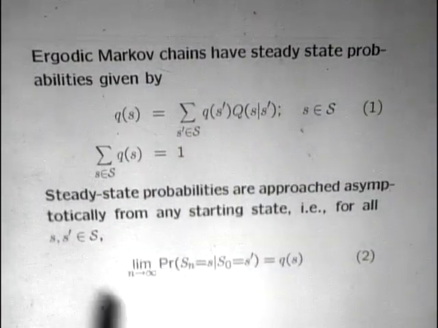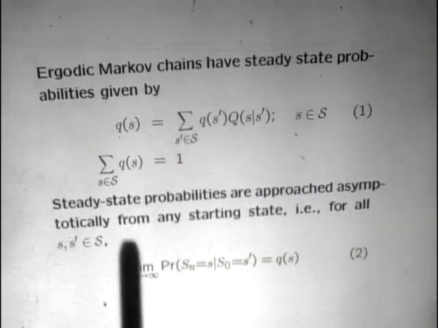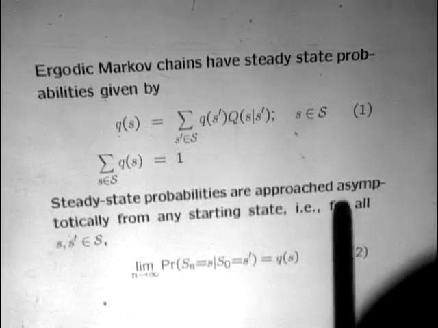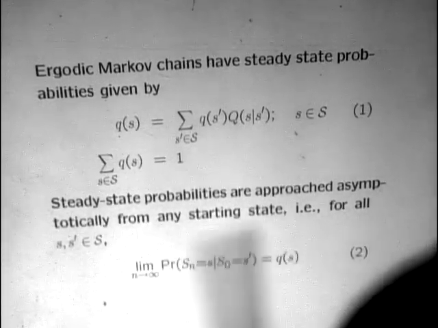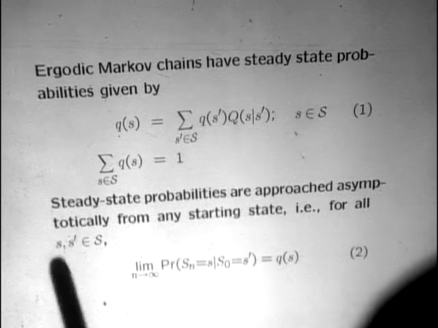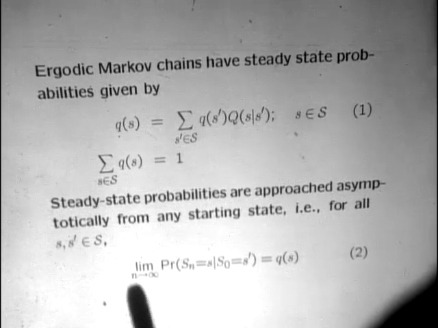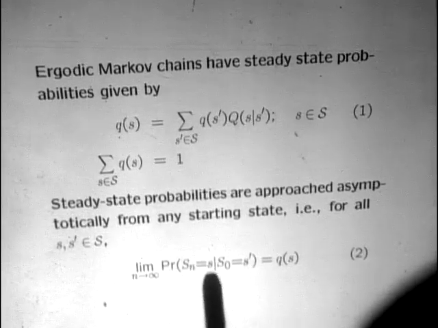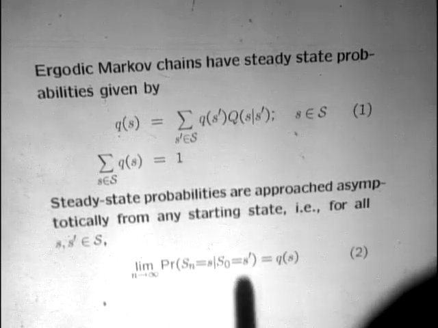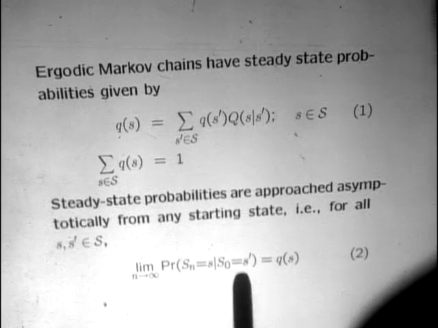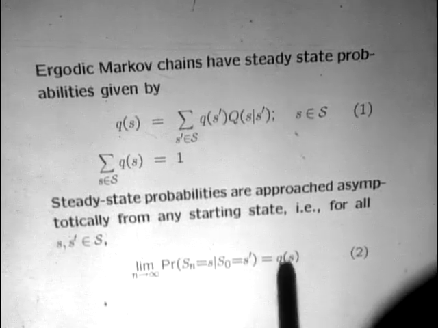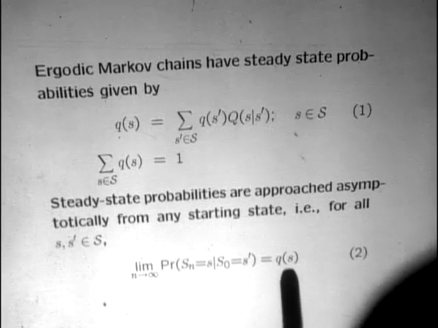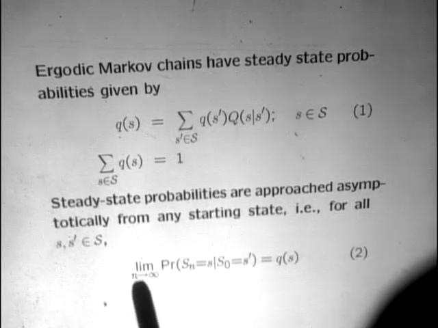Okay, so that's just arithmetic. These steady state probabilities are approached asymptotically from any starting state, i.e. for all S and S prime. The limit of the probability that S sub n, the state at time n, is equal to a given state S, given that the state at time 0 was equal to S prime, this probability is equal to q of S, in the limit as n goes to infinity.